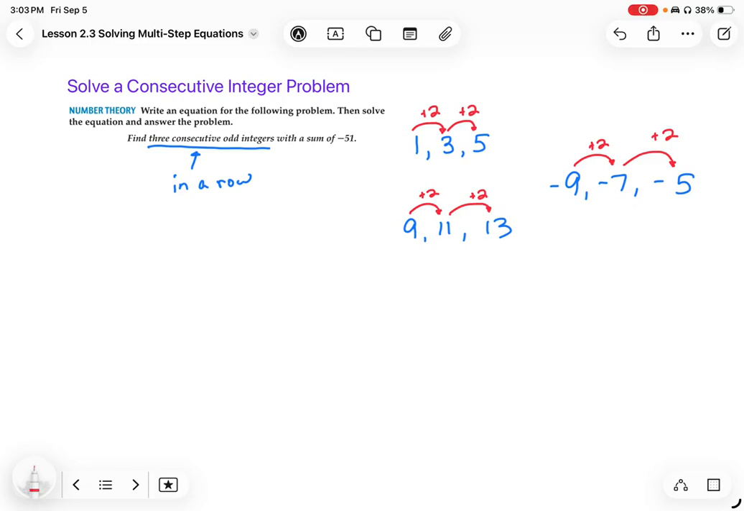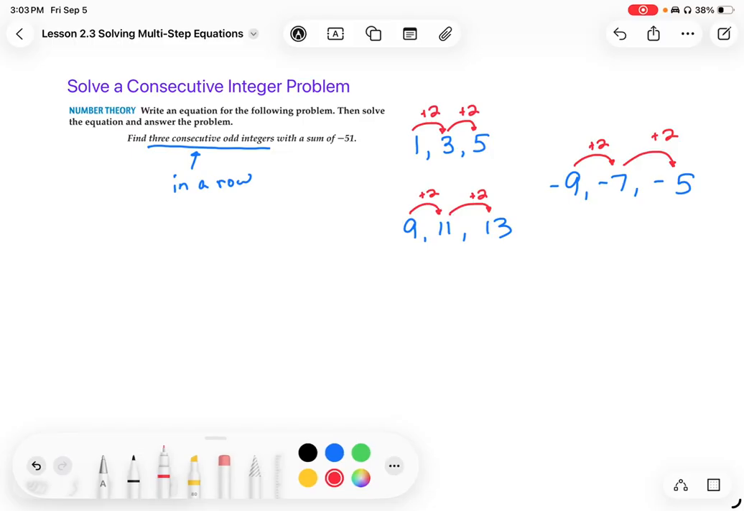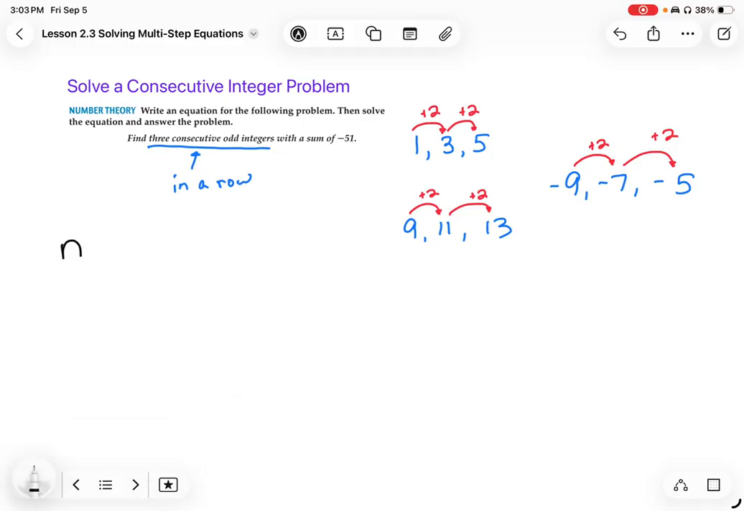Well, three consecutive odd integers doesn't tell us what the first integer is. Is the first integer 1? Is it 9? Is it -9? Is it something else entirely? We have no idea. So we're going to call it n. The first integer is going to be n.